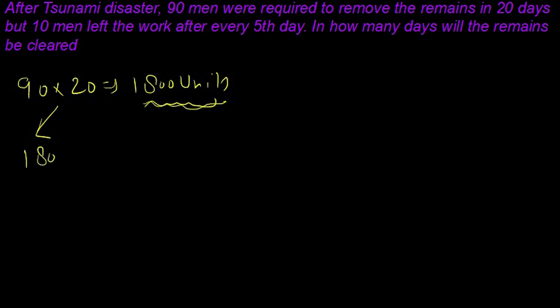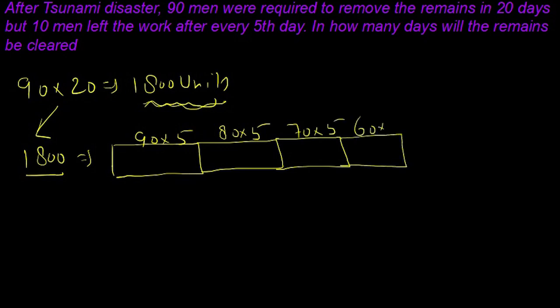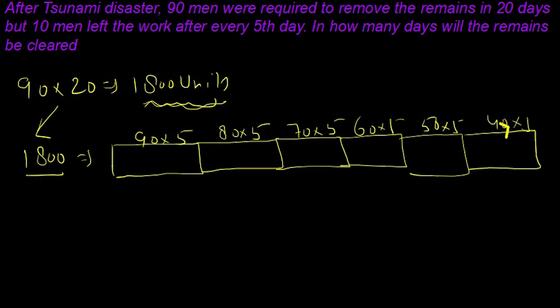So let's equate it. For the first 5 days, how many people work? 19 people work. Then for the next 5 days, because 10 people are not there, 9 people are there. For the next 5 days, 8 people are there. For the next 5 days, 7 people are there. For the next 5 days, 6 people are there, and then so on.